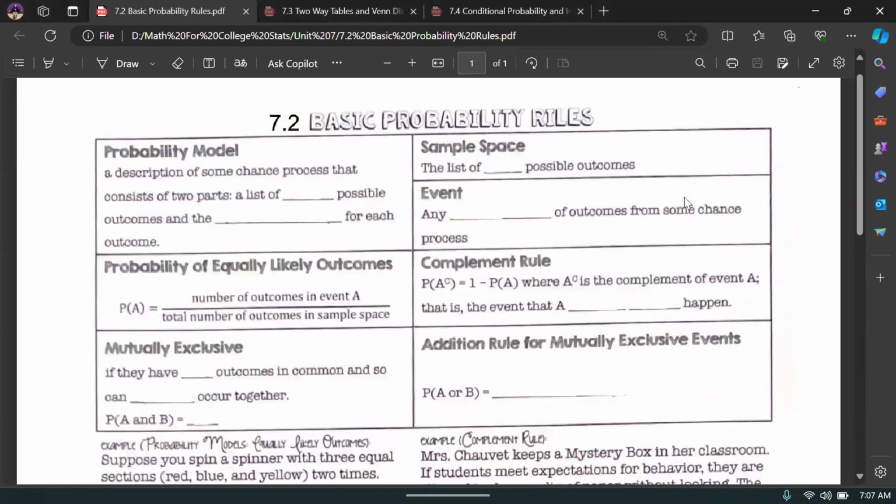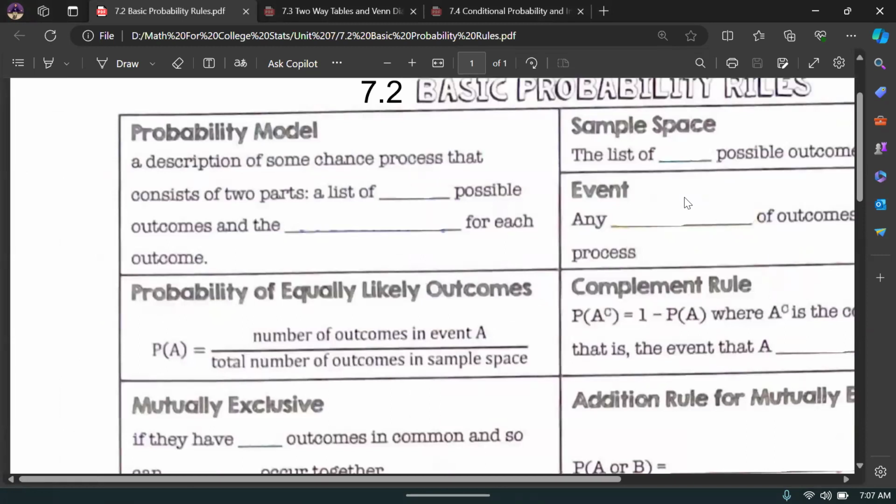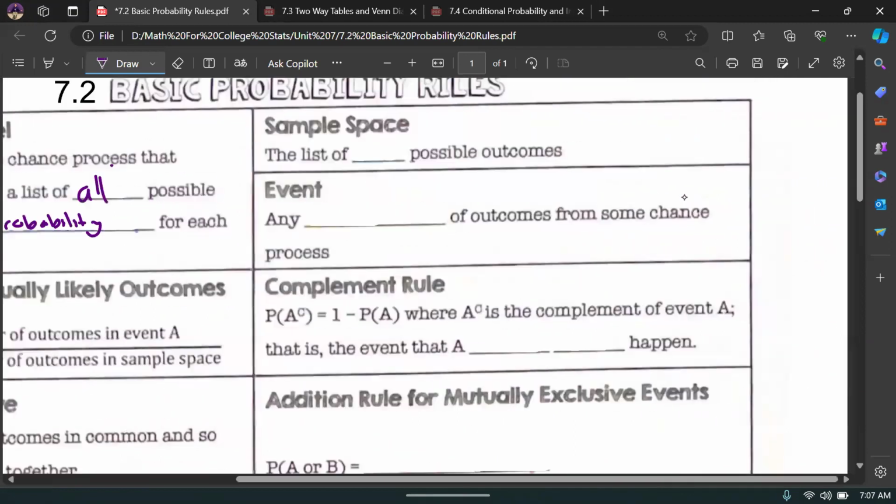Anyway, probability model: a description of some chance process that consists of two parts. A list of all possible outcomes and the probability of each outcome. Of course, we'll make some of these today. Sample space: a list of all possible outcomes. Event: any collection of outcomes for some chance process.